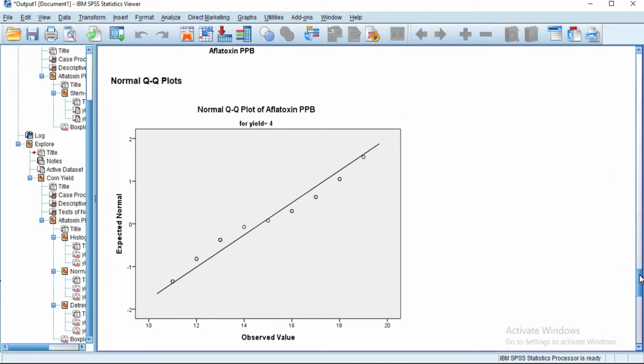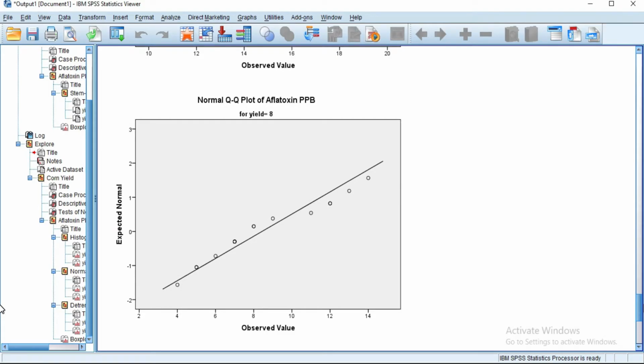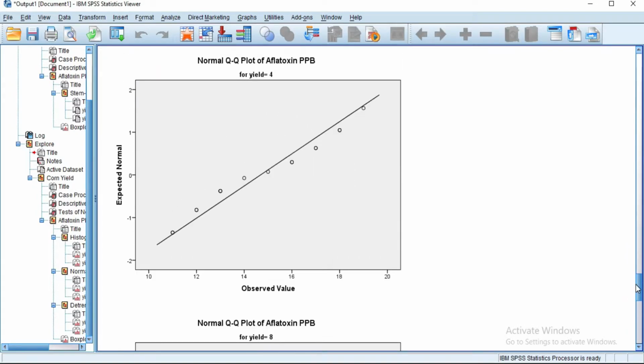So here we can see that all these points are quite close to the line and there is no point which is getting away from this line. Similarly in the yield number 8, you can see the same pattern. We can see here that all these points are relatively very close to the line, and that is an indication that your data for the yield number 8 also follow normal distribution. But again, I would say this is a subjective approach to determine the normality of the data.